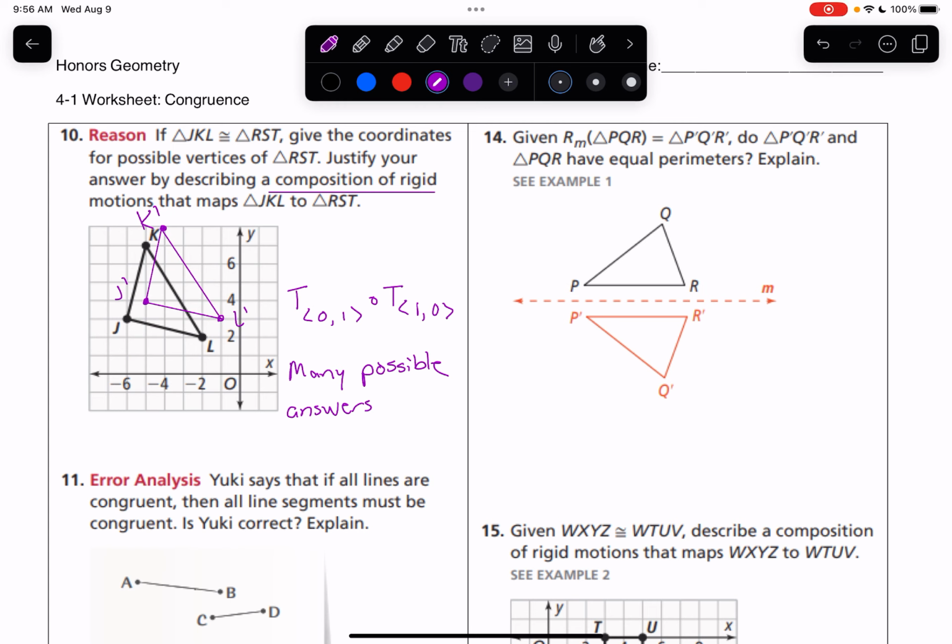Oh, it says give the coordinates for possible vertices. I guess we should write in the coordinates as well. So let's see. J prime would be -5, 4. K prime would be -4, 8. And L prime would be -1, 3. There we go. So we've got the coordinates in there.